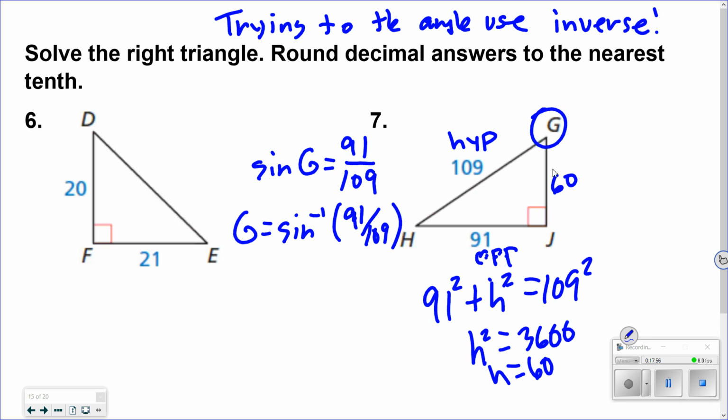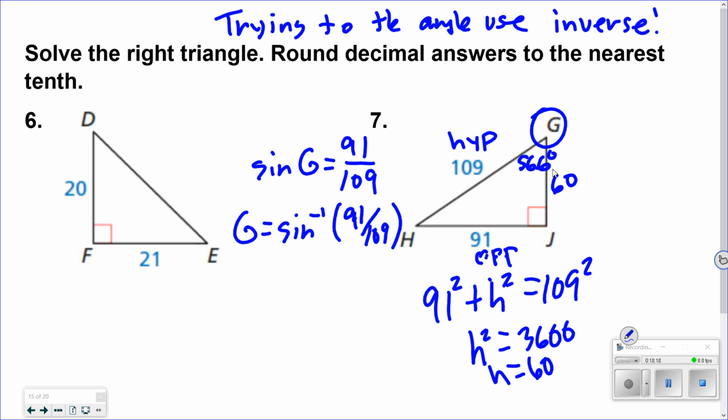Okay, grab a calculator and plug that in there. Inverse sine of 91 divided by 109. And I get 56.6. So I'm going to come up here. That angle is 56.6 degrees.